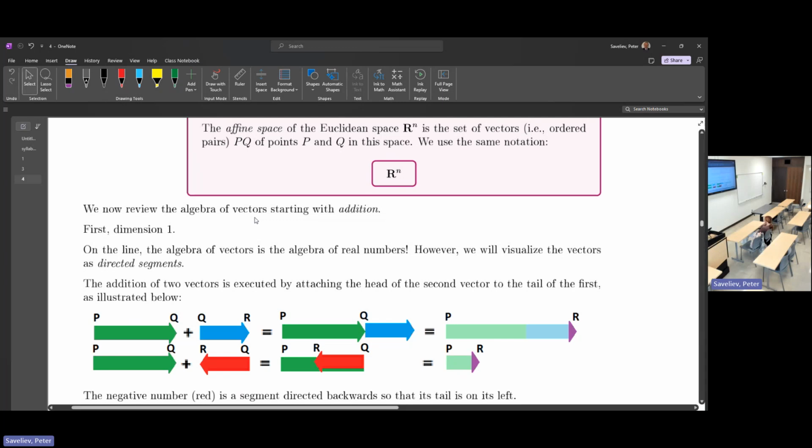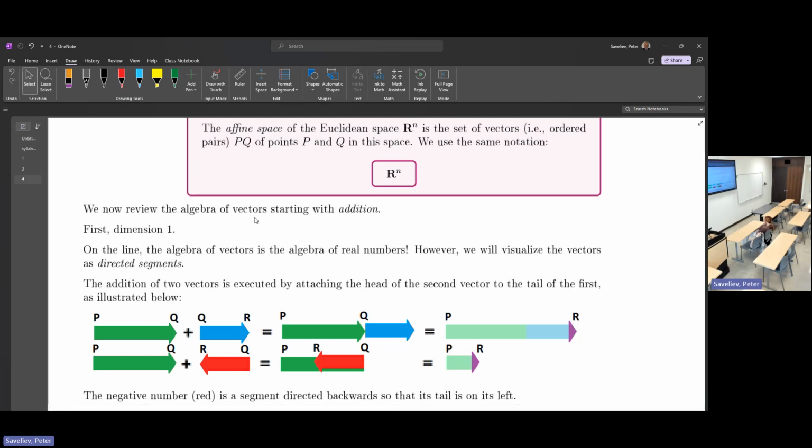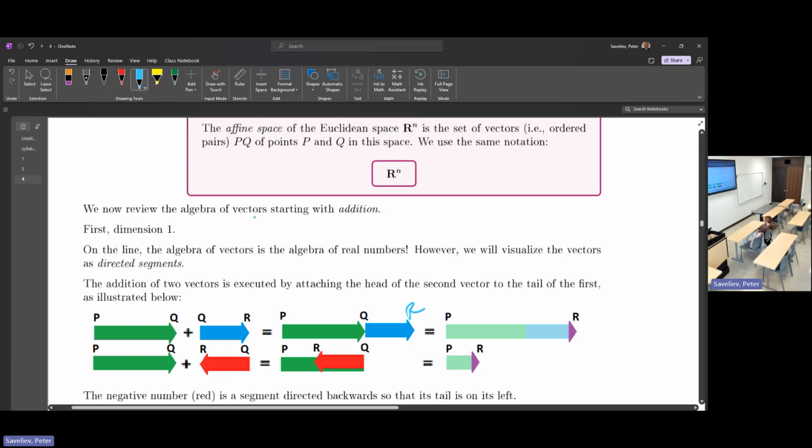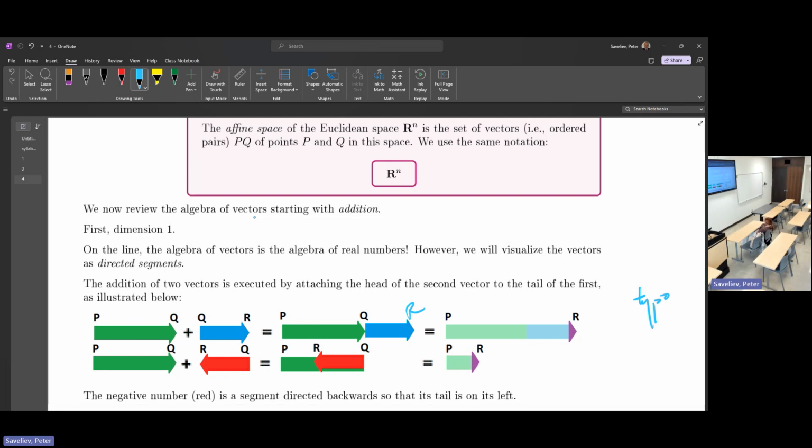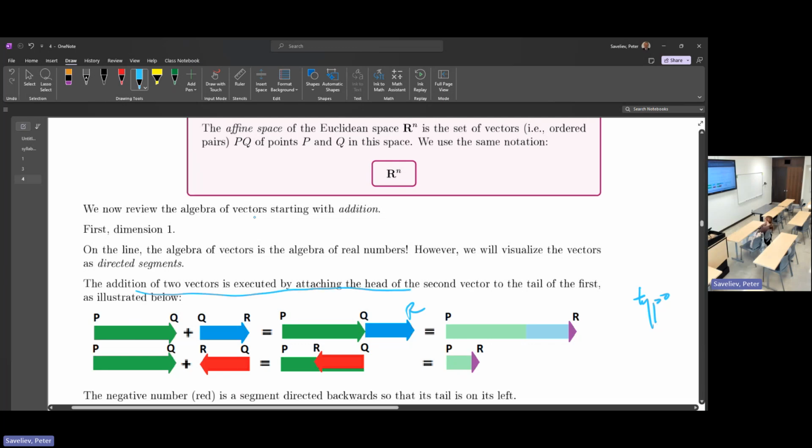You attach one vector to the next, and then the endpoints, the beginning of the point and the endpoint. So this my R is right here, the typo once again. Then you just go from the initial point to the end point, and that creates a new vector. So addition of two vectors is executed by attaching the head of the second vector to the tail of the first vector.